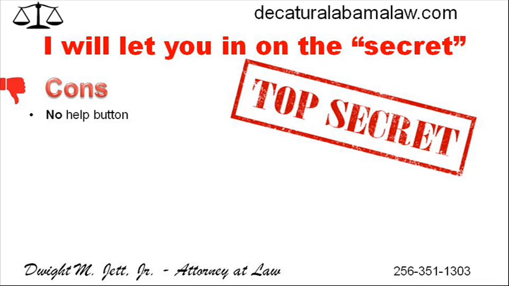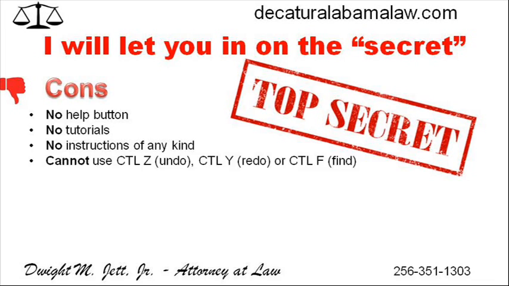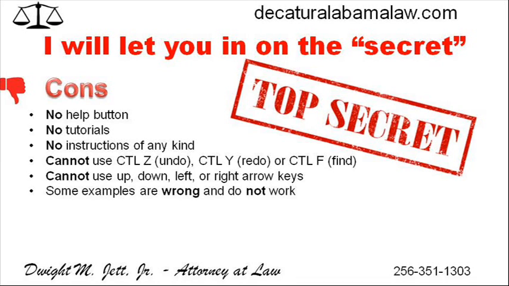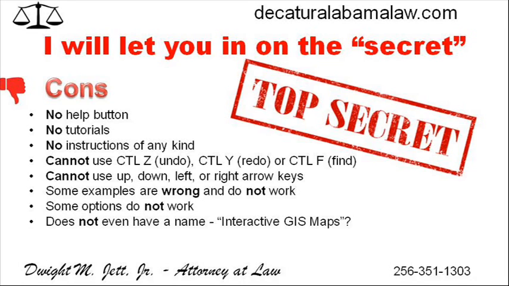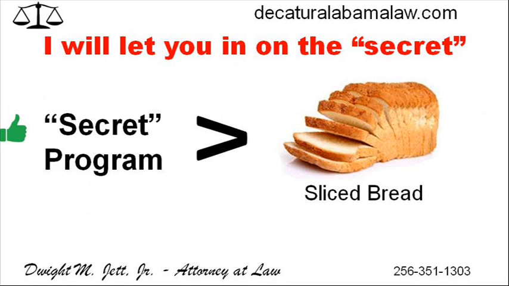There's no help button, no tutorials, no instructions of any kind. You cannot use Control-Z, Control-Y, Control-F. You cannot use your up, down, left, or right arrow keys. Some examples are wrong and do not work. Some options do not work. It doesn't even have a real name. Interactive GIS Maps is somewhat of a mouthful. Once you learn how to use this program, you'll see it's better than sliced bread to determine property value.